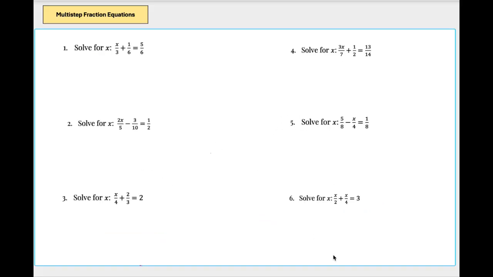Guys, this is a multi-step fraction equations lesson. I'm going to try and teach you as easily as possible.